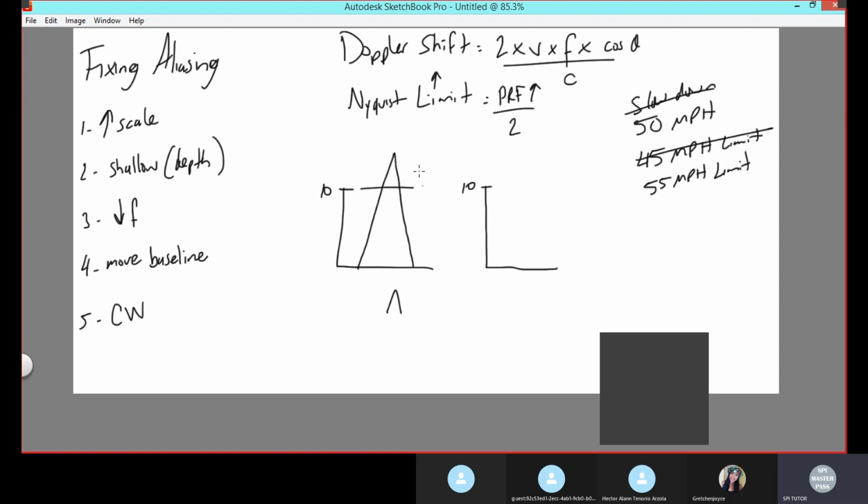You were aliasing here, and now you increase the Doppler shift, and your wave got bigger. Now you just made it worse. Okay? So you do not want to increase the velocity. You do not want to increase the frequency. You do not want to lower the angle, okay? Because then that would increase the cosine value. You don't want to do anything that will increase your Doppler shift. All right? So that's number three. That is number three.